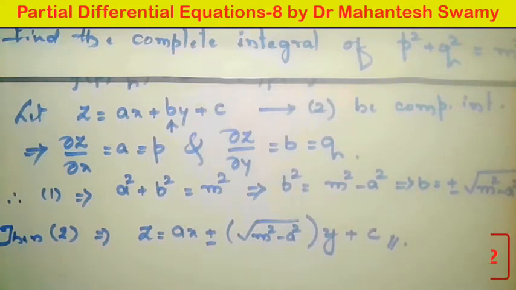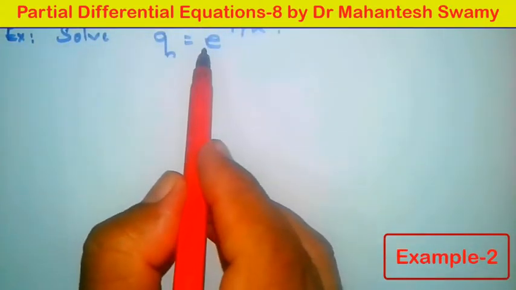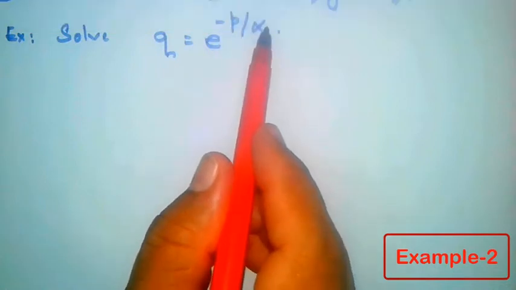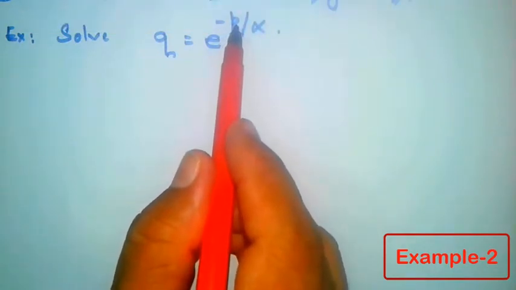Let us consider the next example. Consider the second example, q equal to e to the power minus p by alpha. Here alpha is any parameter, but p is a partial derivative term.